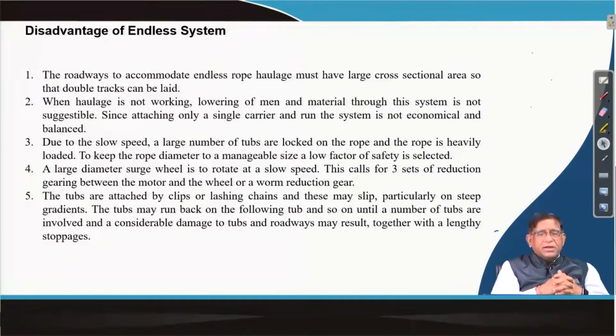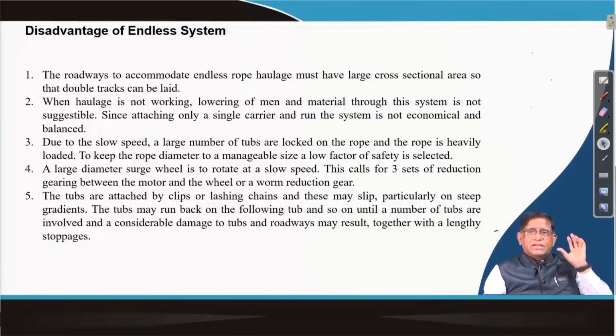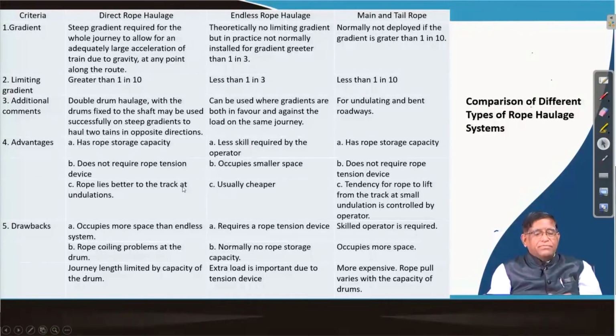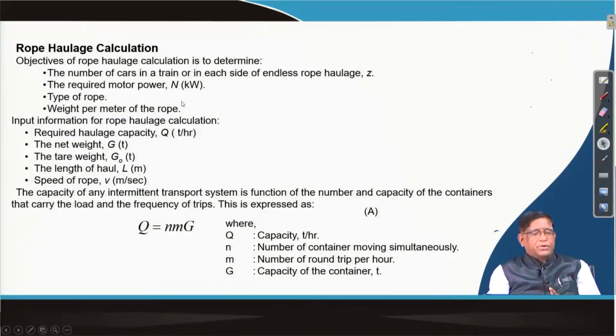Then, the connecting of this rope, we will be discussing in our next class, how exactly we will be connecting by different types of clips. So, here you can see that, in summary, there are 3 types of system: a direct rope haulage, an endless rope haulage and a main rope haulage. You prepare a table: what are their advantages, what are their limitations, where they work. Such a comparative study will help you to know about these systems.